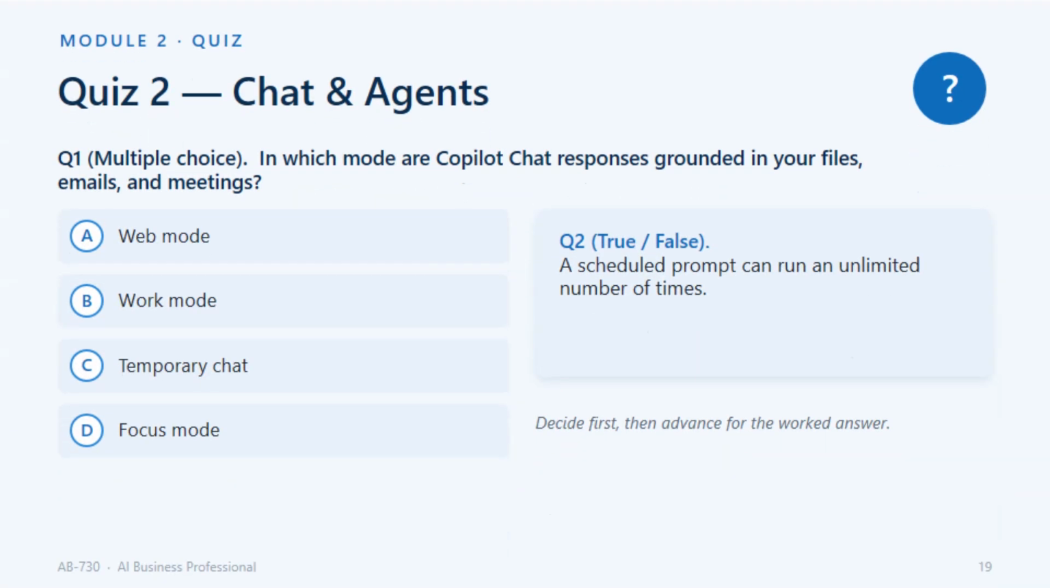Quiz time. Question 1. In which mode are Copilot chat responses grounded in your files, emails, and meetings? Question 2. True or false? A scheduled prompt can run an unlimited number of times. Decide on your answers before proceeding.